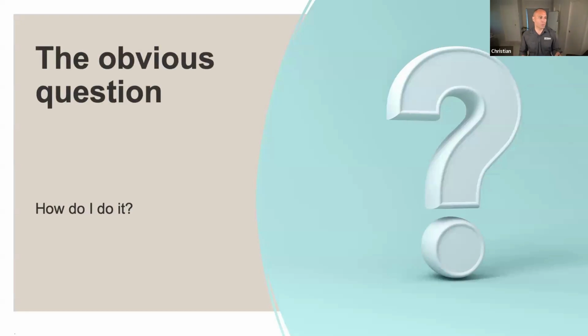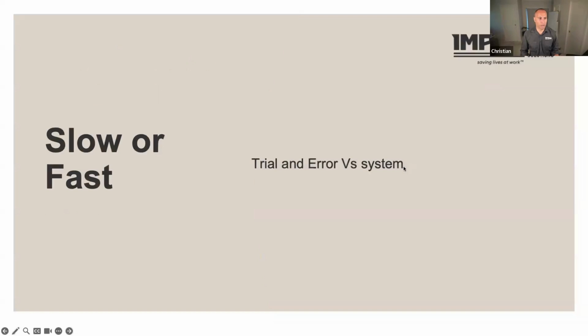How do you do it? How do you move forwards from here? You can do what I call the trial and error way. You can do what I've been doing for the last 10 years: learn some stuff, try some stuff, fix some stuff, and then it evolves.